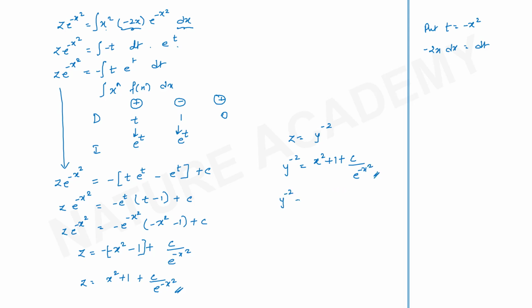Or I can also write it as y raised to minus 2 is equal to x square plus 1 plus c into e raised to x square. So this is the final general solution.